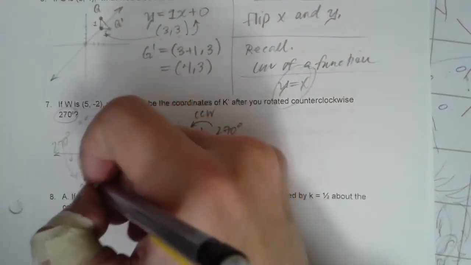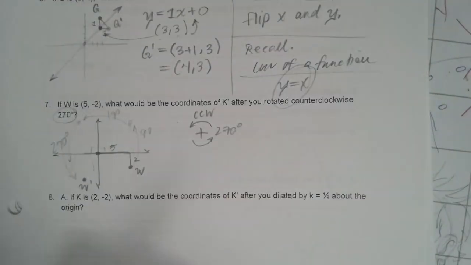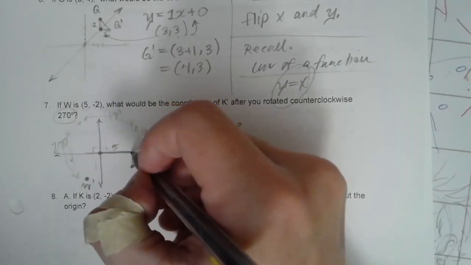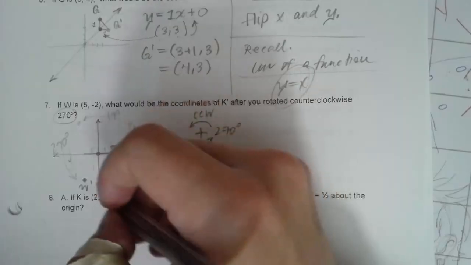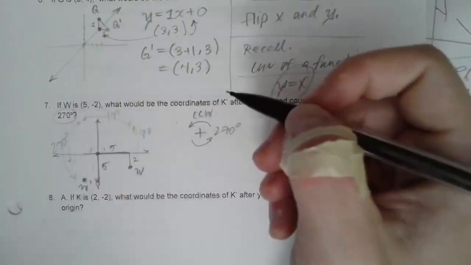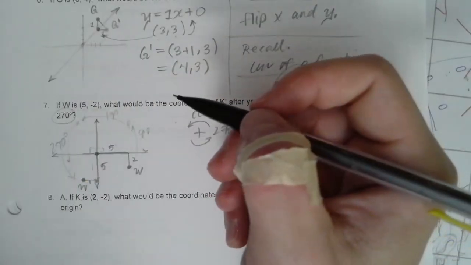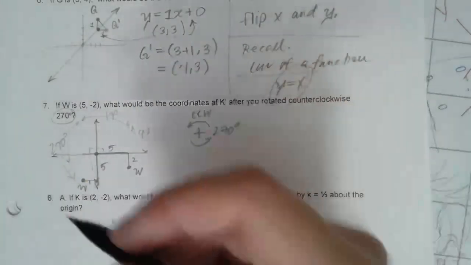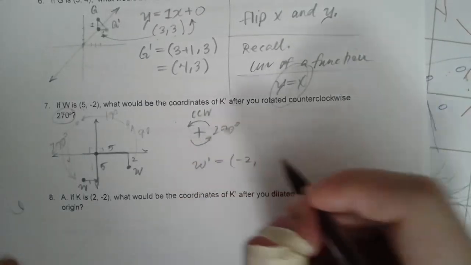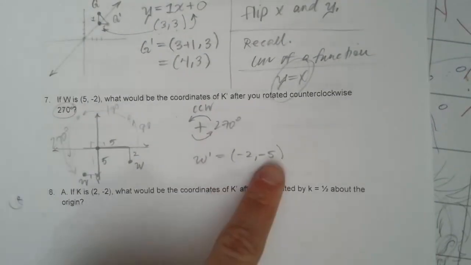So notice both of its points, both x and y, will be negative because it's to the left and down of the origin. So notice, if it used to be 5 over, now that it's been rotated, it's 5 down. It used to be 2 down, but now that it's been rotated, it's now 2 over. Alrighty? So this new point, W prime, is at the point negative 2, comma, negative 5. 2 to the left and 5 down.